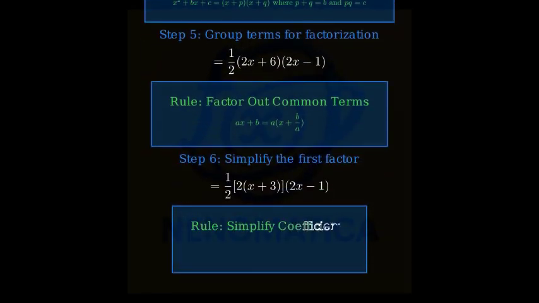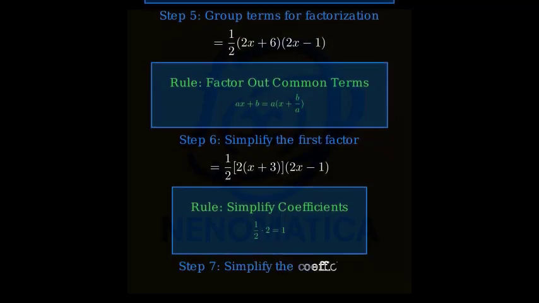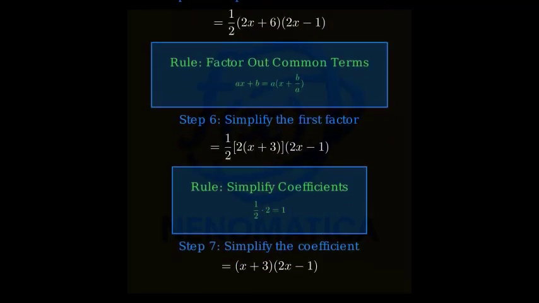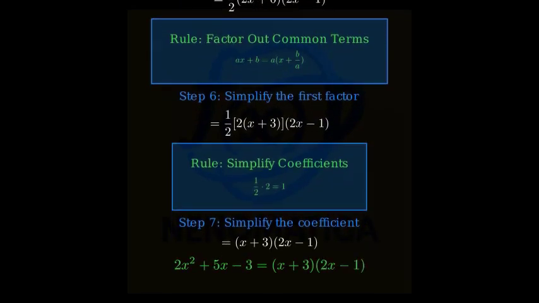In our final simplification step, the 1/2 and the 2 cancel out, leaving us with x plus 3 times 2x minus 1. So our final answer is x plus 3 times 2x minus 1. This is the factored form of the original expression 2x squared plus 5x minus 3.